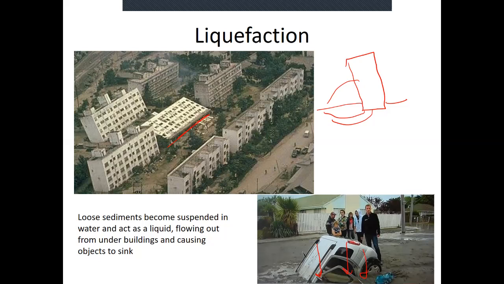So liquefaction is a significant hazard, especially in low-lying areas like basins, river valleys, and coastlines where there's a lot of wet, unconsolidated sediment. In the 1989 Loma Prieta earthquake in California, a large portion of San Francisco, the Marina District, liquefied and it just flowed right into the bay. All the structures just slumped right into the bay.